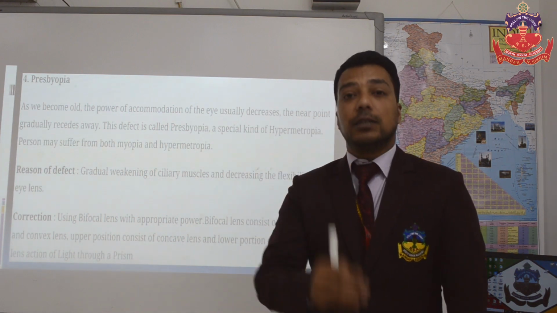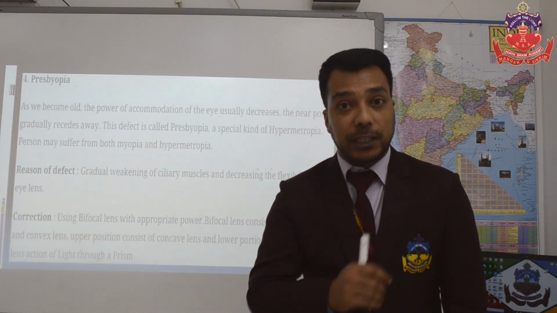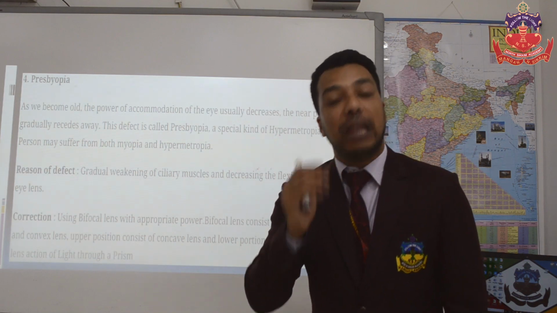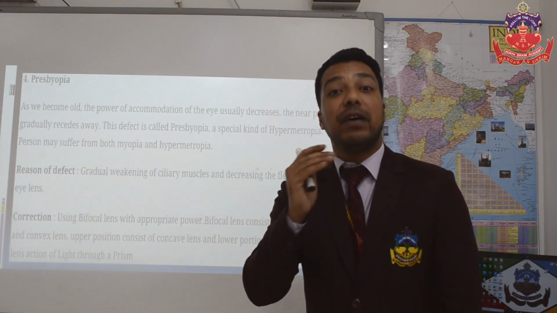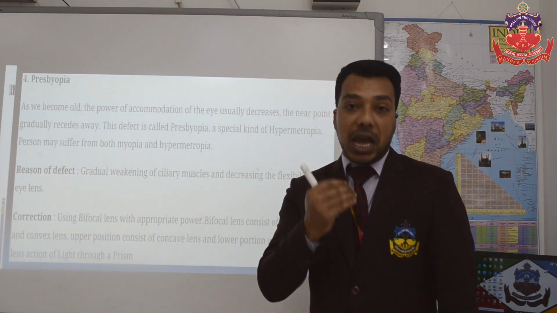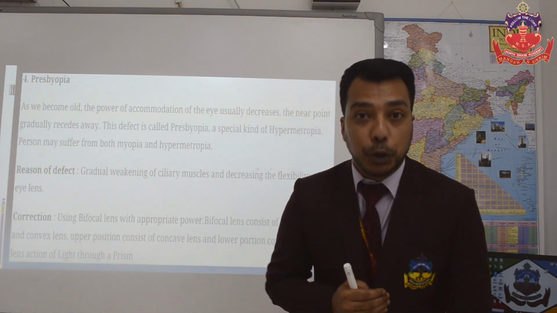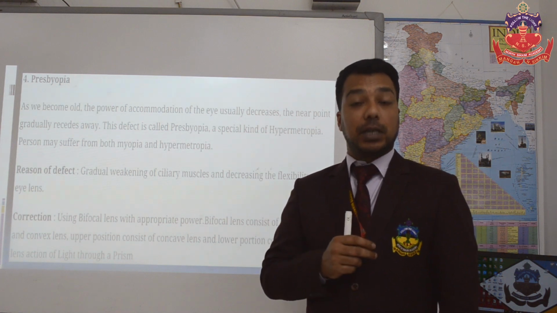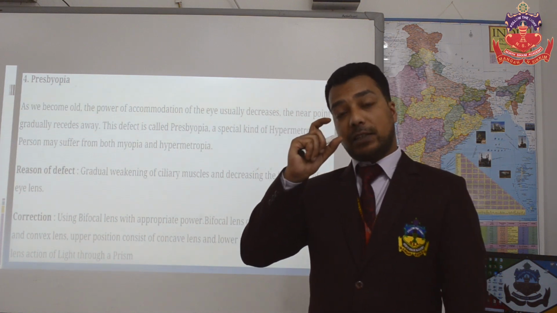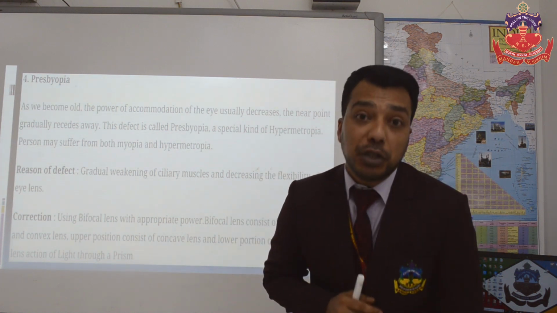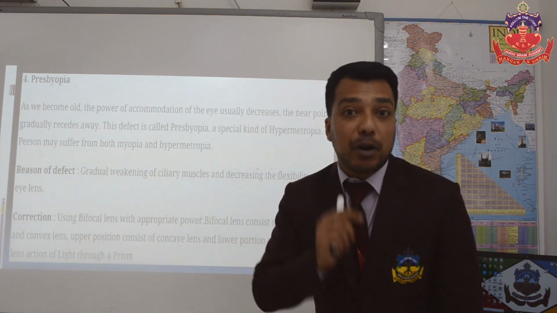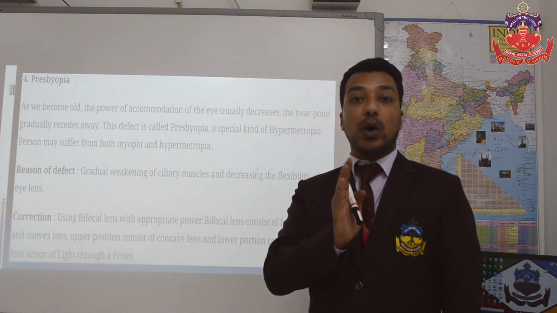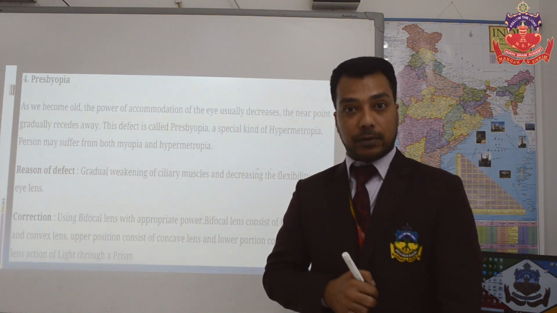For farther objects, we have to use a concave lens, and for the nearer objects, we have to use a convex lens. That's the reason. Since in the same specs or the same glass we are using two lenses, that type of spec or glass is known as a bifocal lens.